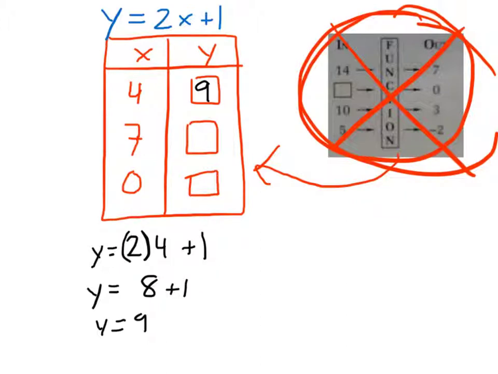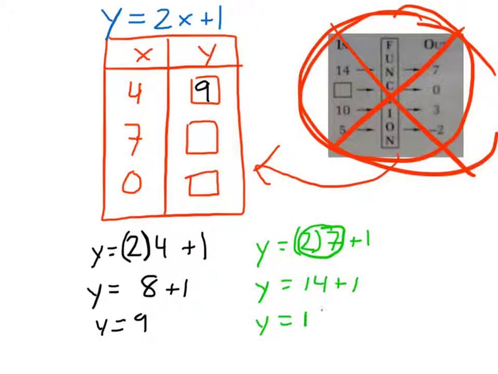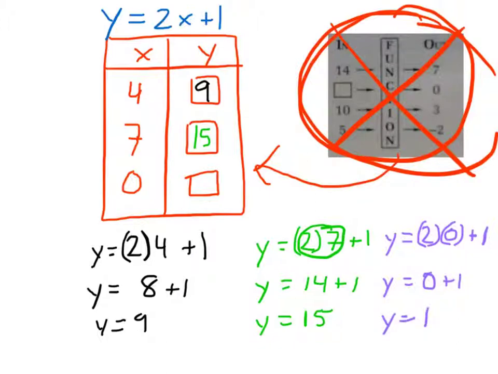We can do the same thing then for 7. So y will equal 2 times 7 plus 1. So again, I got to do the 2 and the 7 first, so that's 14 plus 1. So y will equal 15. So if you put in a 7, out will come a 15. And finally, let's put in the 0. So y equals 2 times 0 plus 1. So 2 times 0 is 0, 0 plus 1, so y will equal 1. So if I put in a 0, I get out a 1.